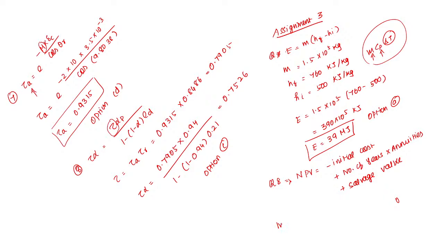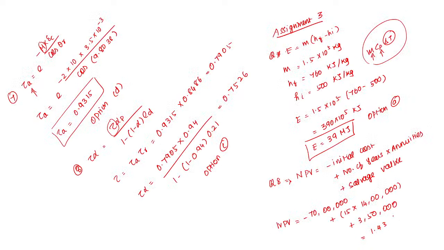So you are supposed to substitute all of them, equal to minus 70 lakhs plus number of years is given as 15, so this is 14 lakhs, and then salvage value is given as 3,50,000. So if you calculate all of them, what you would be getting is 1.43 crore. So this is given as option B.